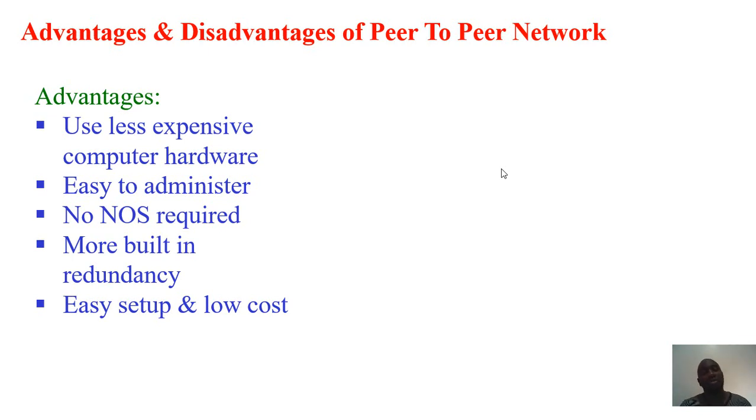It's also easy to administer, because every computer is responsible for its own security, and there is more built-in redundancy. What do you mean by redundancy? There's always a backup in each computer. So in case one computer is compromised, you always have a backup on the other. Remember, we are comparing this with the client-server network. In case the server is compromised, then everyone in the network is compromised.